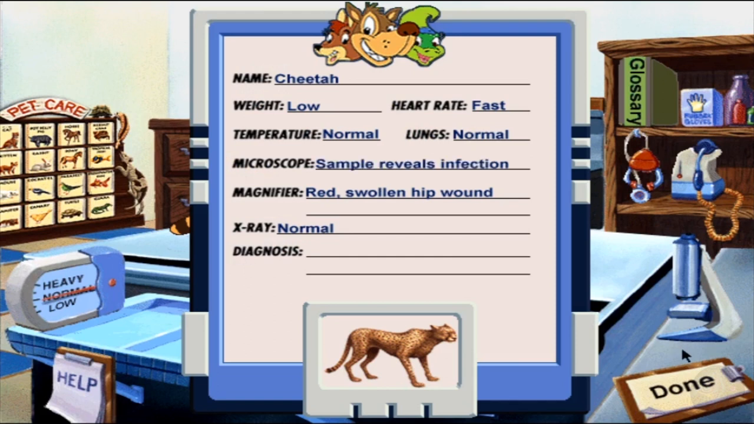Sample reveals infection. The cheetah's weight is low and its heart rate is fast. Both the temperature and lung readings are normal. The microscope blood sample shows infection, and the magnifying glass allows us to see a red, swollen wound on the hip area. The X-ray reveals no problems. The cheetah has an infected cut on its hip.